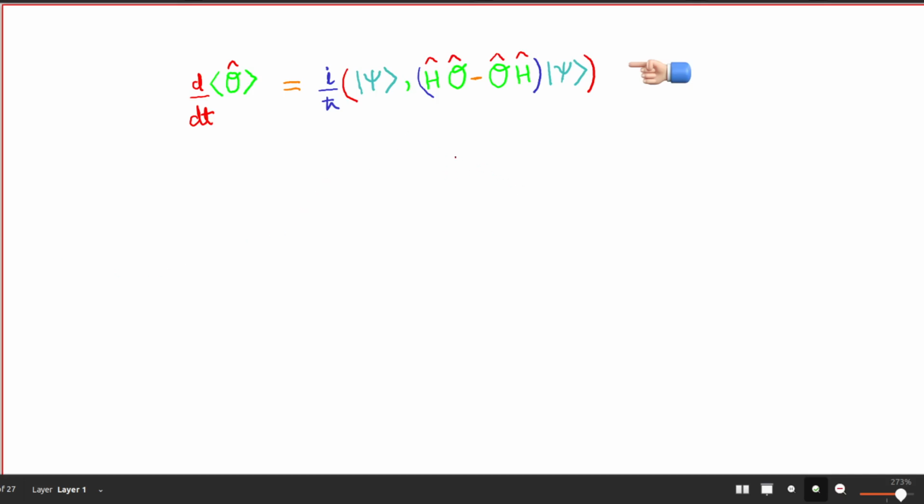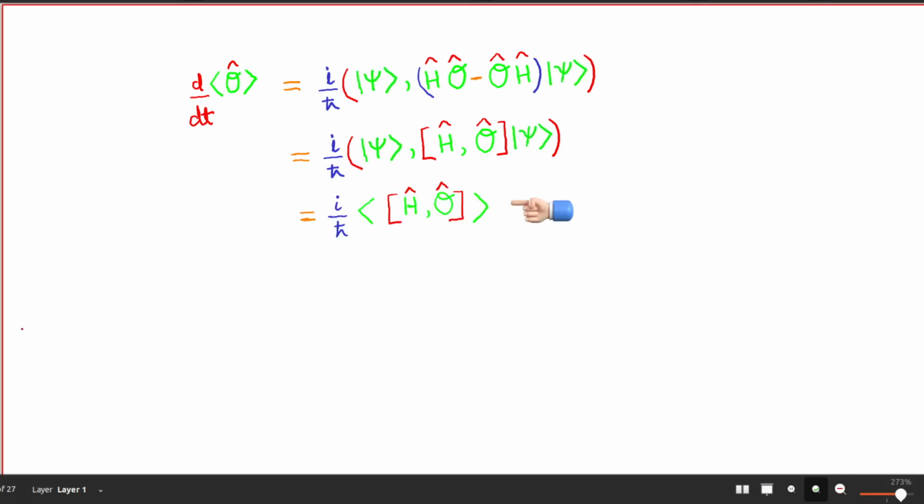We combine these two terms and we get a single term in which the operator HO minus OH is sandwiched between states psi. And this expression HO minus OH is nothing but the commutator of Hamiltonian H with O. And this expression itself is nothing but the expectation value of this commutator of H with O in the state psi. Therefore, the general result is proved.